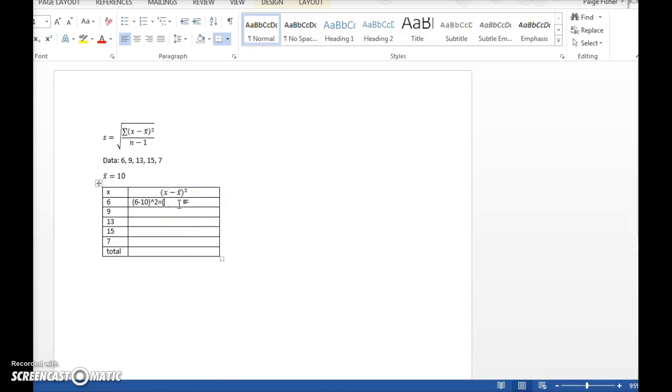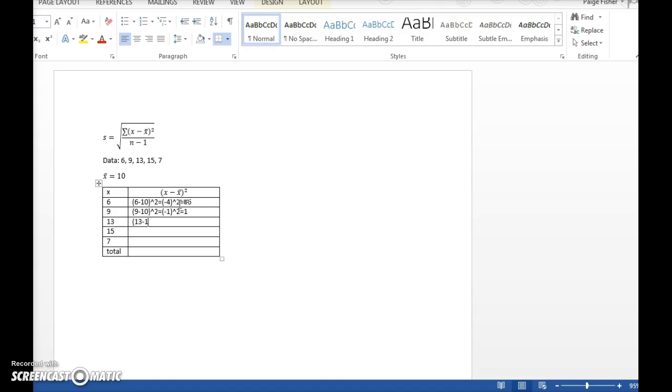We have 6 minus 10, which is going to get -4, and I put it in parentheses because we're squaring the whole thing, and we get a positive number. So -4 squared is just 16. And then now we have 9 minus the mean, 10, square. 9 minus 10 is -1, and square that, and we just get 1.